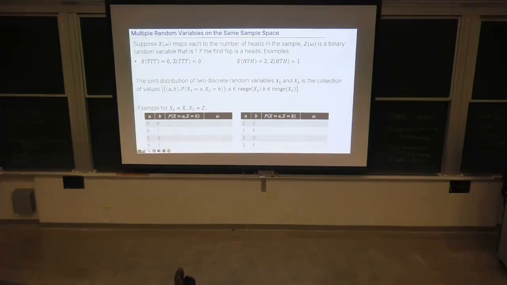And so if we look at what happens here, if we look at the probability that x is a and z is b, that's asking us, basically, out of those 8 sample points, what is the chance that there are 0 heads and that the first flip is tails? So how many different sample points match this description?